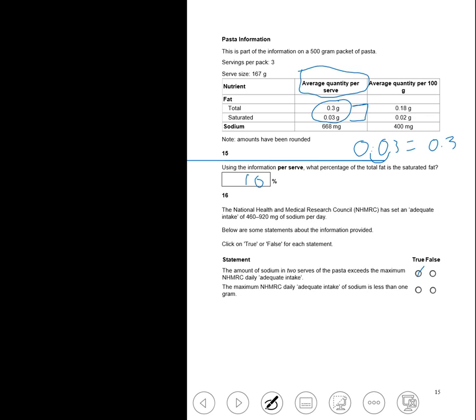Now the maximum NHMRC daily adequate intake of sodium is less than 1 gram. So we've got 668 milligrams. Hopefully we know that milli is in relation to 1,000, just like there's 1,000 millimeters in a meter. So 668 milligrams is actually equal to 0.668 grams. So is it less than 1 gram? It absolutely is.